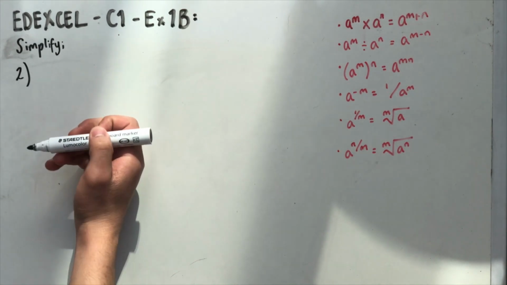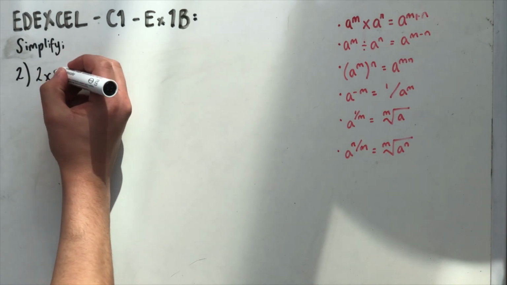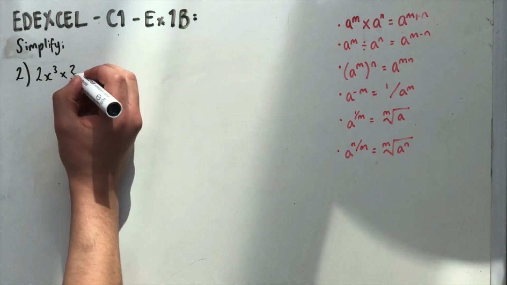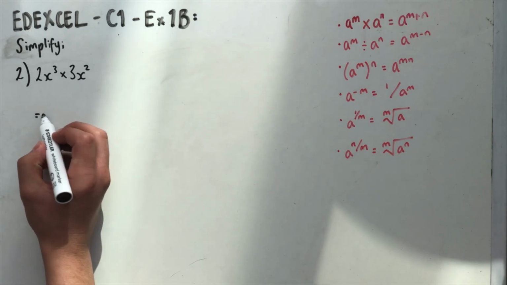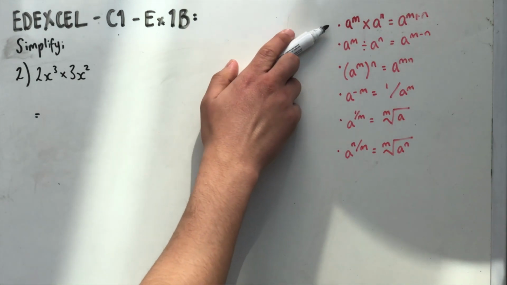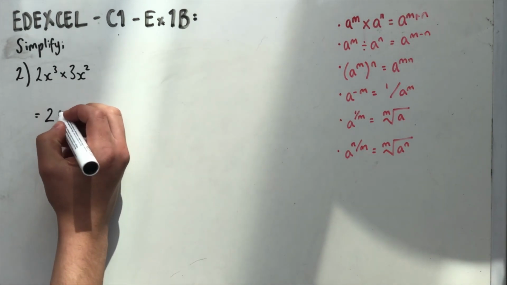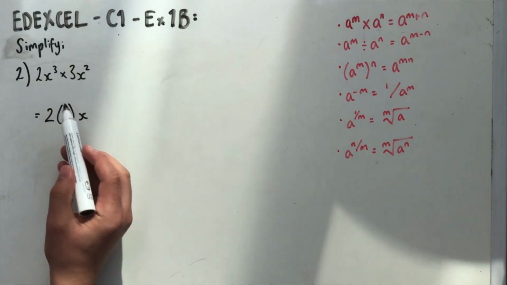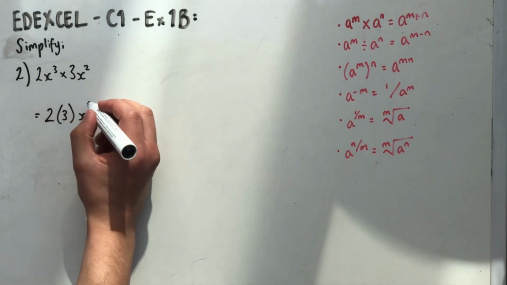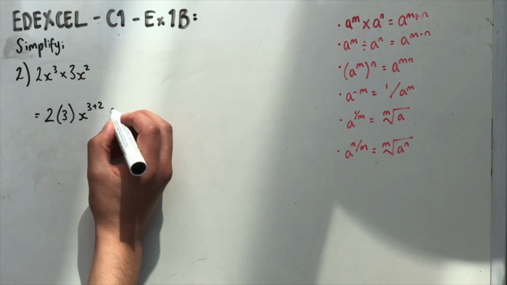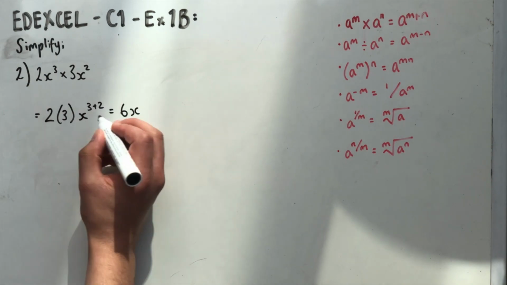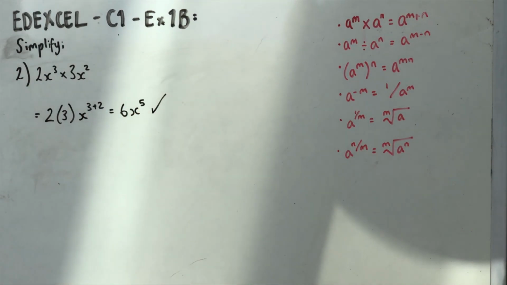Question 2, much like question 1, we just have to simplify 2x cubed times 3x squared. Now this one, exactly the same rules as the last one. We use the very top indices rule over there. The only difference is we have 2 and 3 times in. So we rewrite it 2 times 3 times x. Now remember, we add the powers when we're timesing. So it's 3 plus 2. This can be simplified, it's 6x to the power of 5.